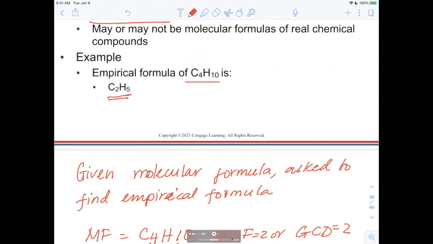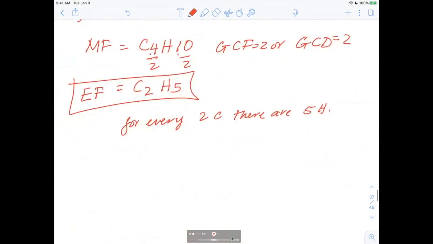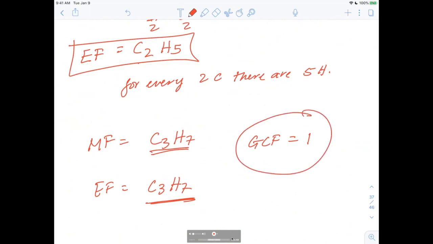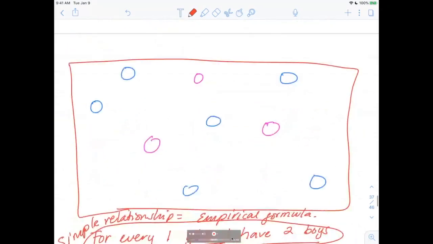Sometimes the molecular formula ends up being exactly like the empirical formula. Why? For example, if I give you a molecular formula that is C3H7, what's the empirical formula here? Well, is there a greatest common factor? The greatest common factor here is equal to 1. So the empirical formula is C3H7. They are the same. So they can be different if there is actually a greatest common factor that's not equal to 1, or they can be the same if the greatest common factor or the greatest common divider is 1. Okay? So let's go ahead and move on.